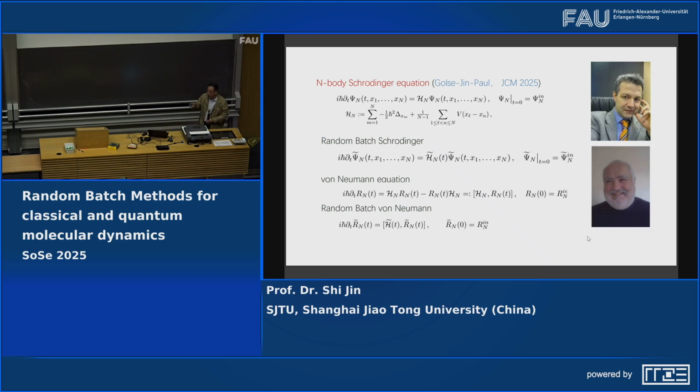I was talking about classical particle systems, but now the first system. This is joint work with two distinguished French mathematicians, François Golse at École Polytechnique, and Thierry Paul at Sorbonne University. Here we have an N-body Schrödinger equation, which is the ultimate physical equation you want to solve. Maybe now let's talk about quantum computing, which is designed for this equation.